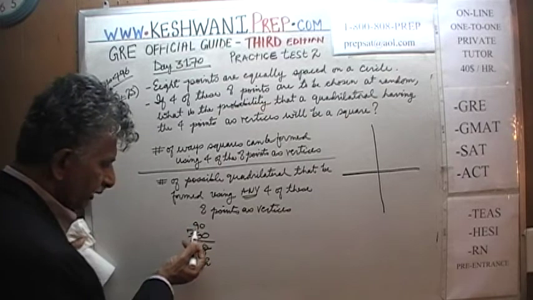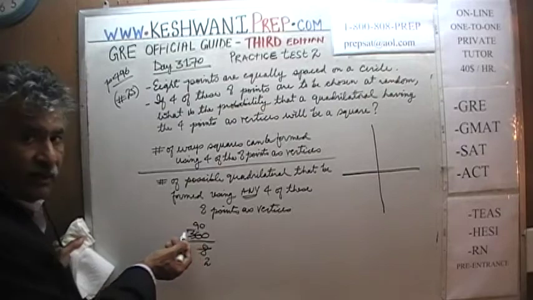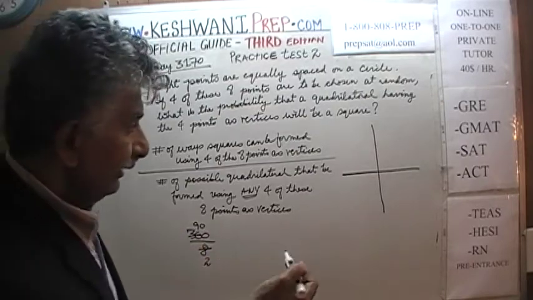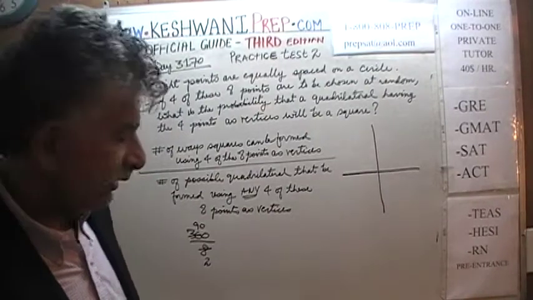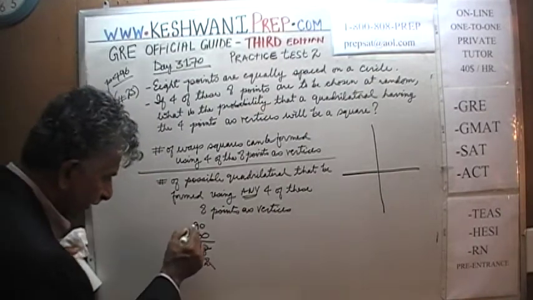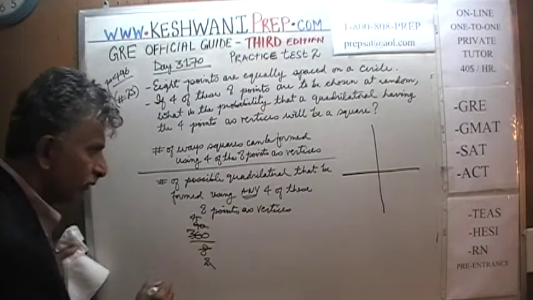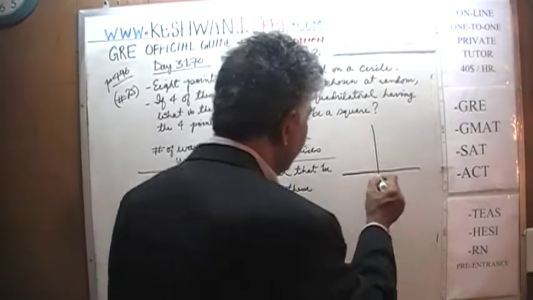Of course, when we divide by 4, obviously we're going to get 90, because 90 degrees is what you get if you divide a circle in 4 parts. If I divide top and bottom by 2 again, we get 45 degrees. In other words, if you want 8 equally spaced points, they have to be at a 45 degree angle.